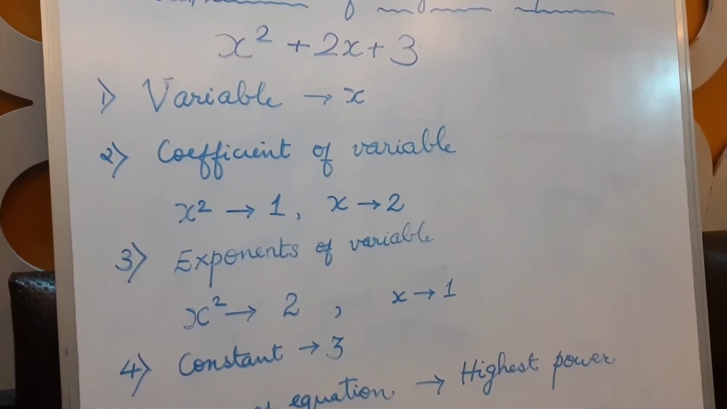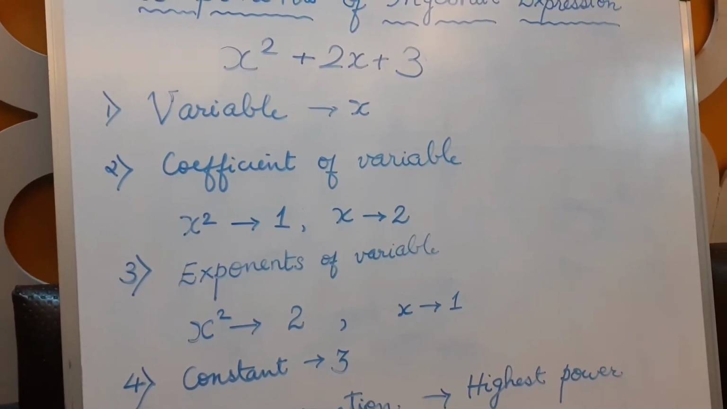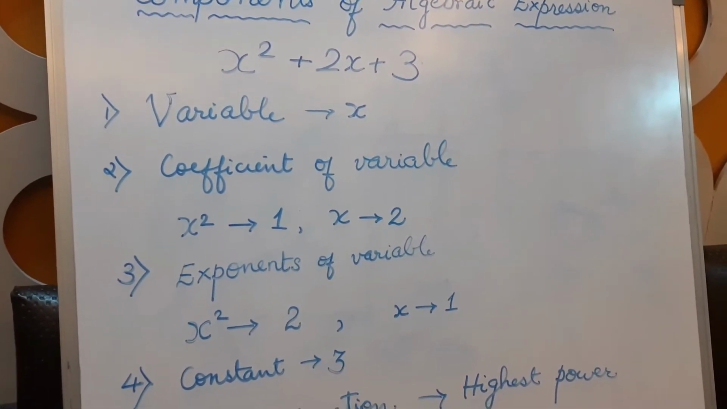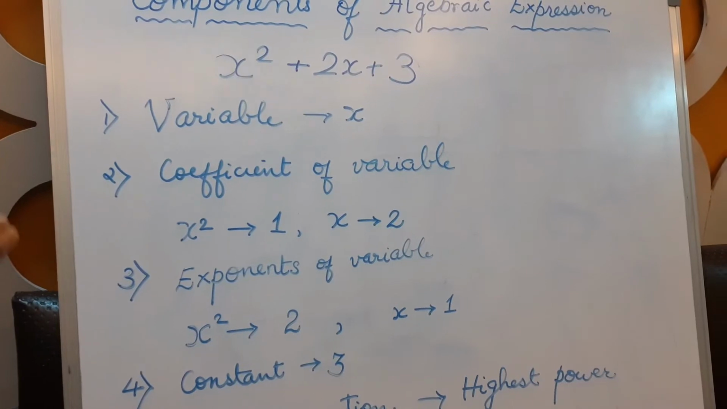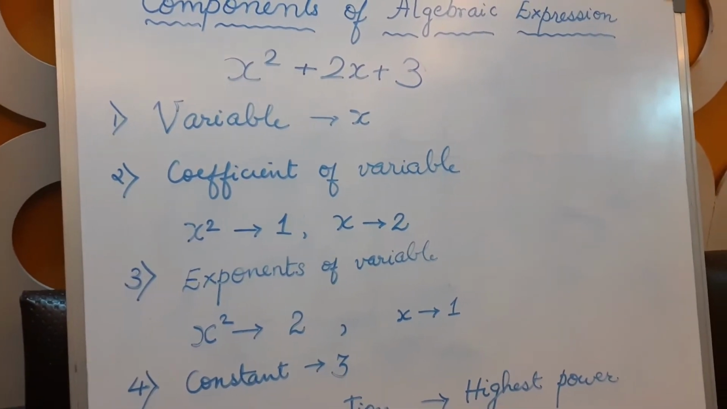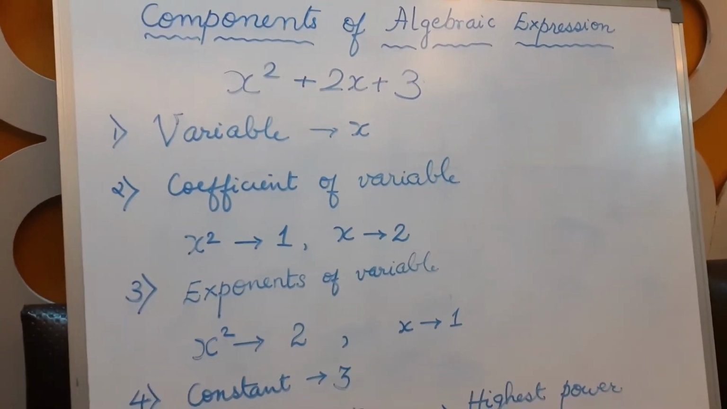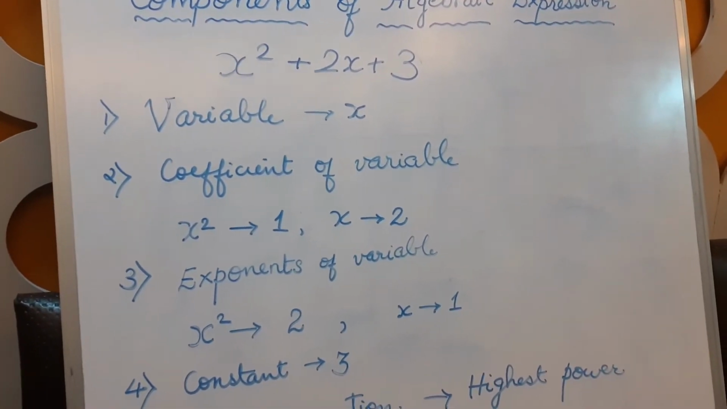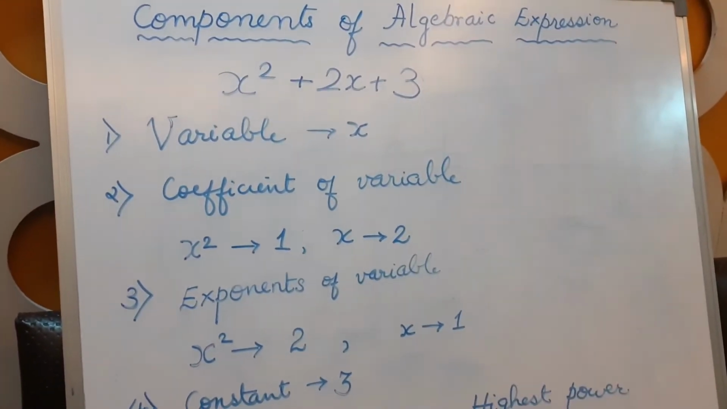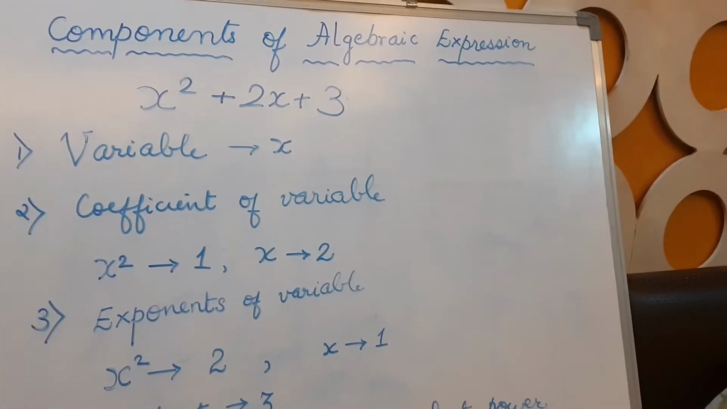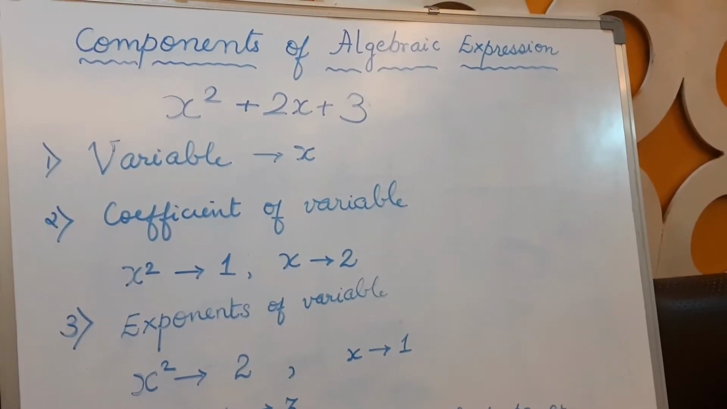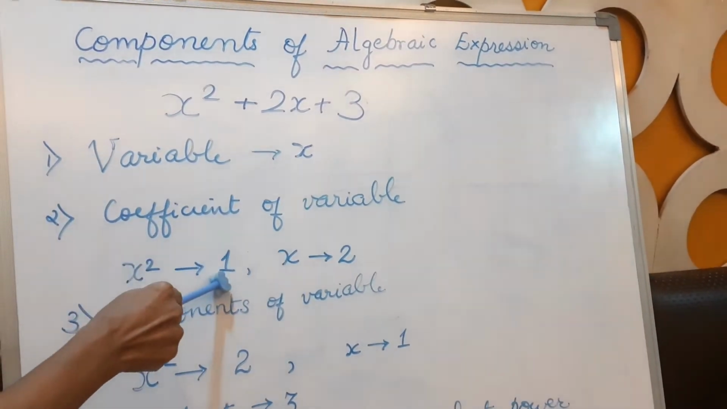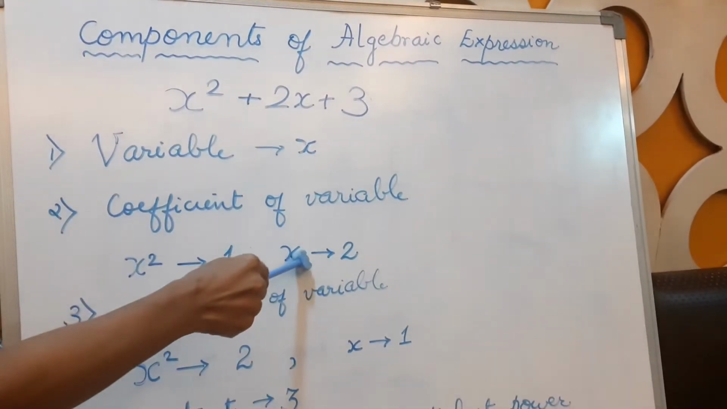The second part is coefficient of variable. What is coefficient of variable? It is that number which comes to the immediate left of the variable and in every part of the algebraic expression that number will be to the immediate left of variable. Now for example in this expression x square plus 2x plus 3, the coefficient of variable of x square is 1 and that of x is 2. x square 1 and x is 2.